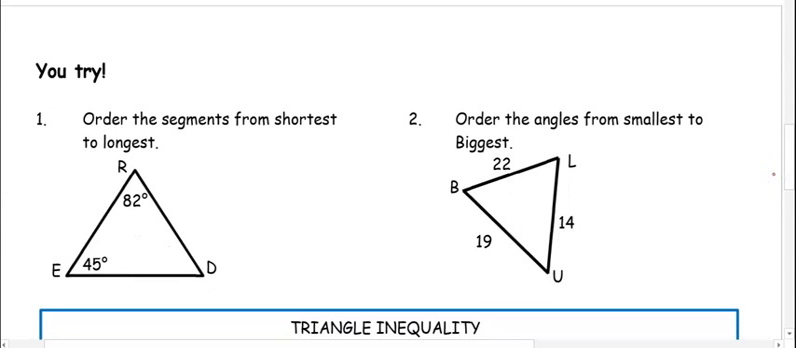Pause the video to try the U-Try problems on your own, and then watch the video to check your answers. Check your answers, and if you need more time, please pause the video.